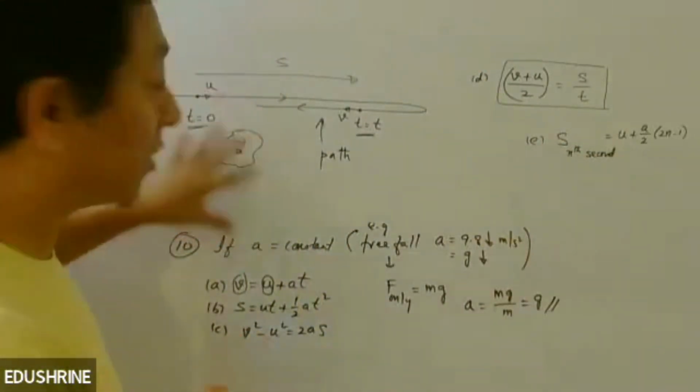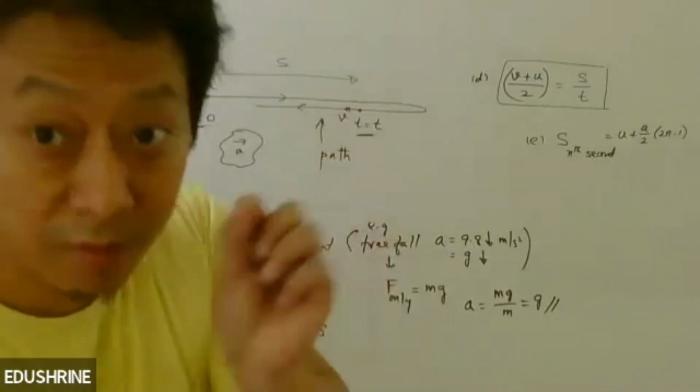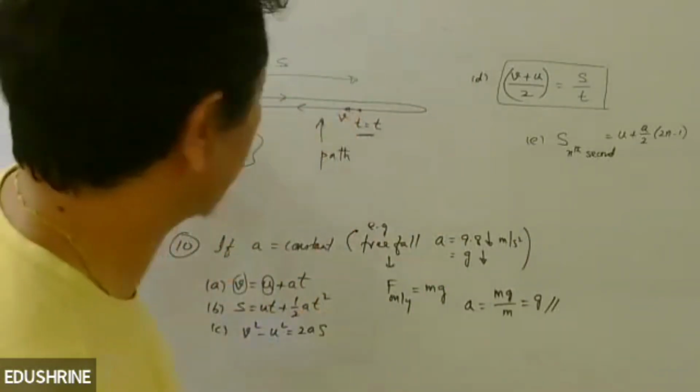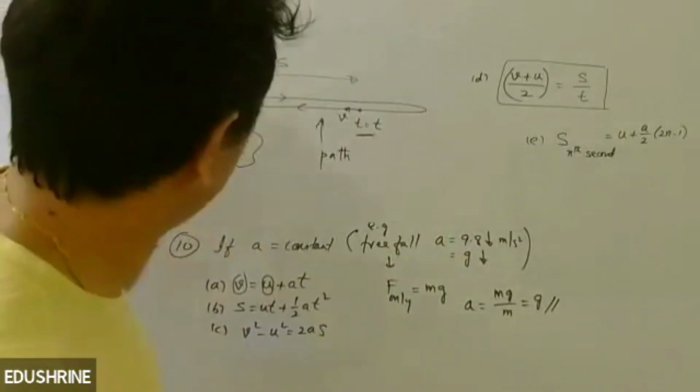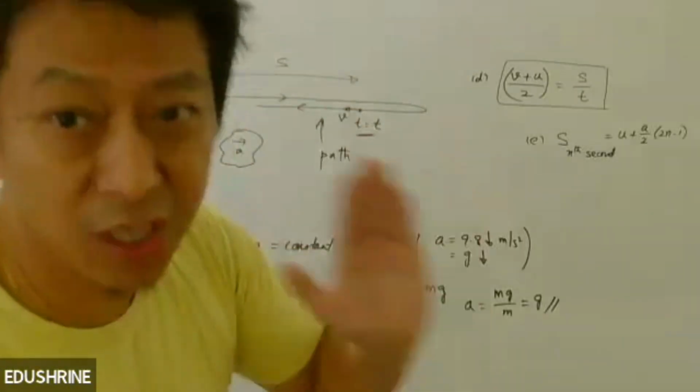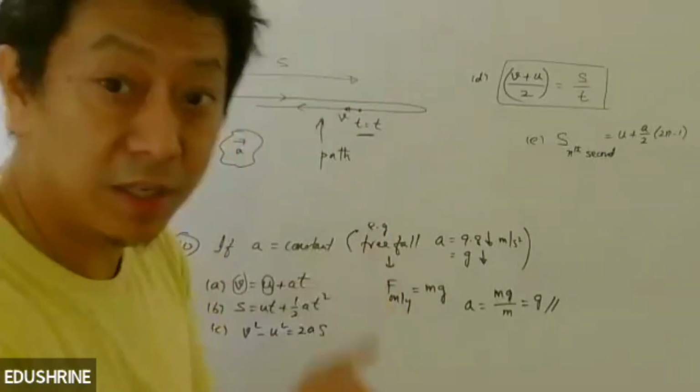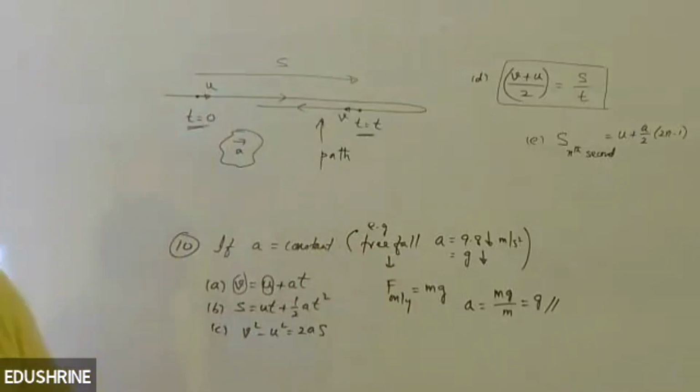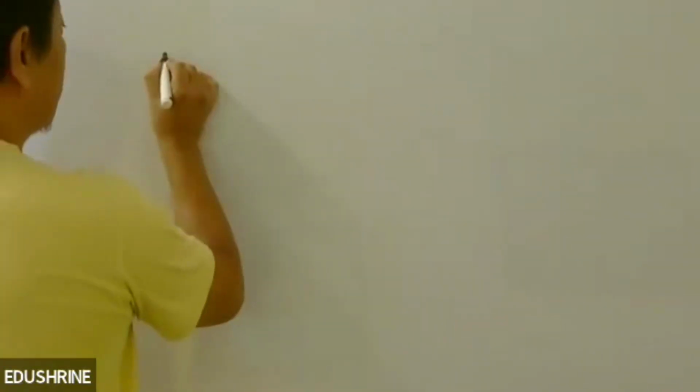So please understand, A is everywhere, but U and V are at two specific points. Displacement is the distance between those two points, the shortest distance, that too from initial to final. Okay, so let's do some problems now. Let's start with the first question.